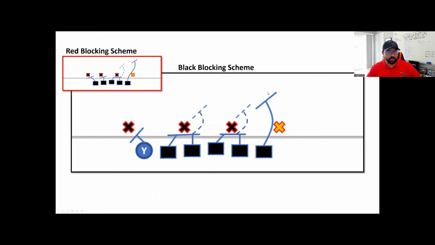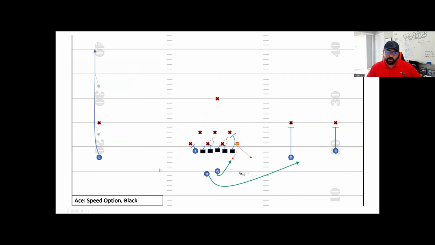Right tackle, you're still going up to linebacker. The doubles, the man on the right scrapes up to linebacker. Why would we maybe go to ace? Let me show it in the broader one here. Why would we maybe go to ace?